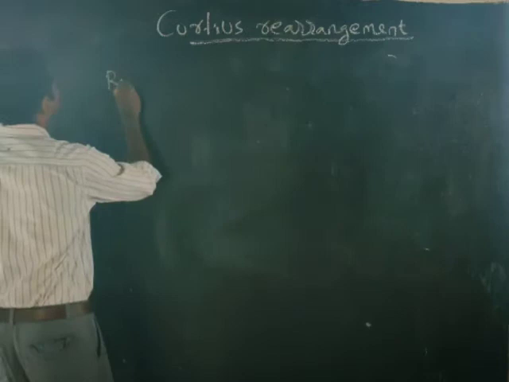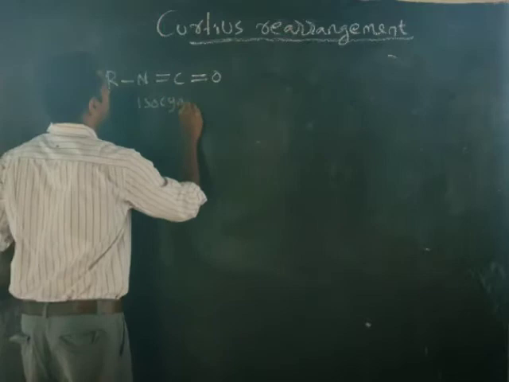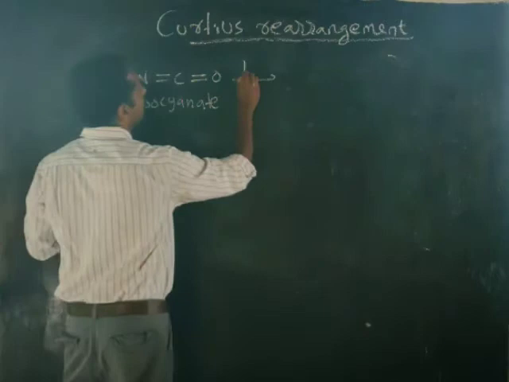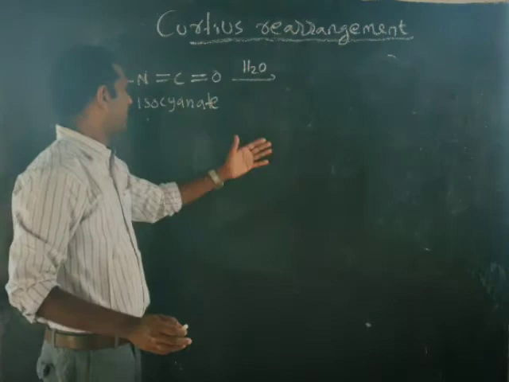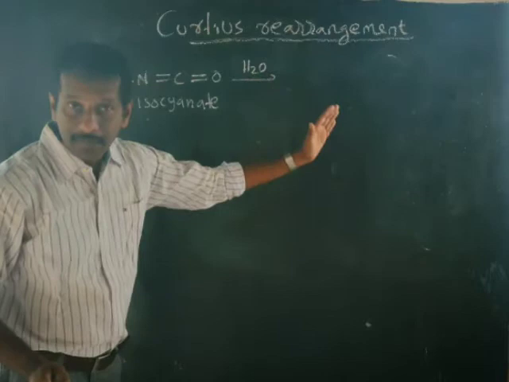R, N, double bond C, double bond O, isocyanate on hydrolysis. First one, hydrolysis, the reaction with H2O. Why is this isocyanate important? Because when it is on hydrolysis, it will change into a primary amide. Look at the reaction, same reaction.